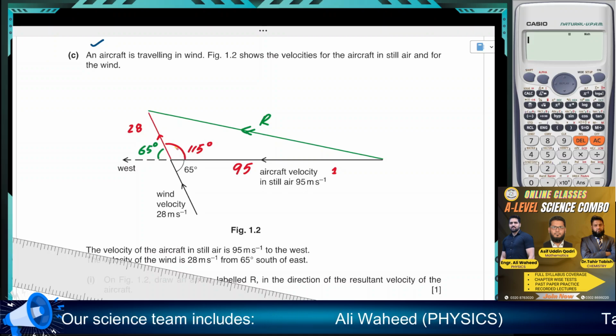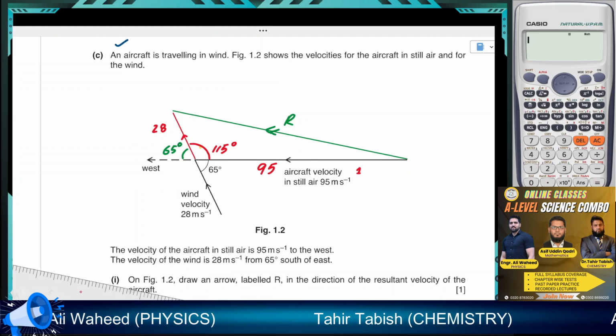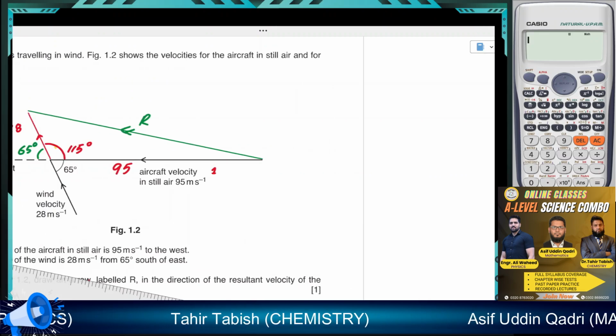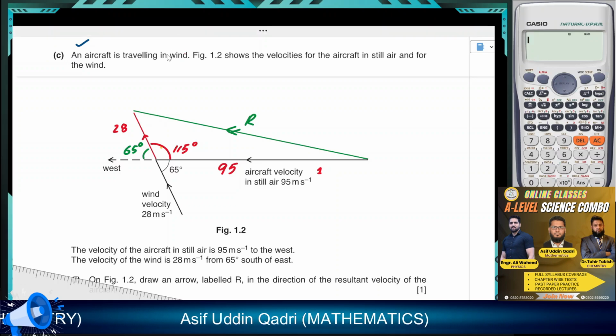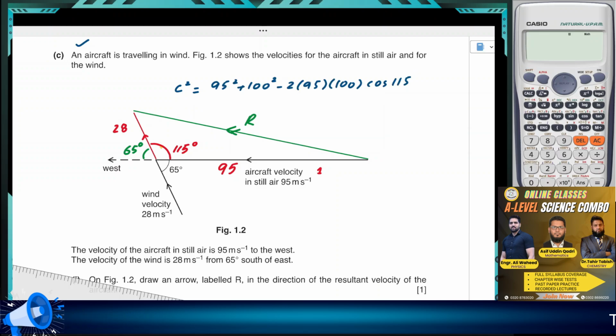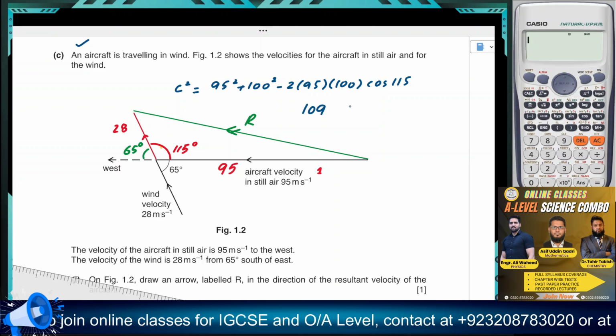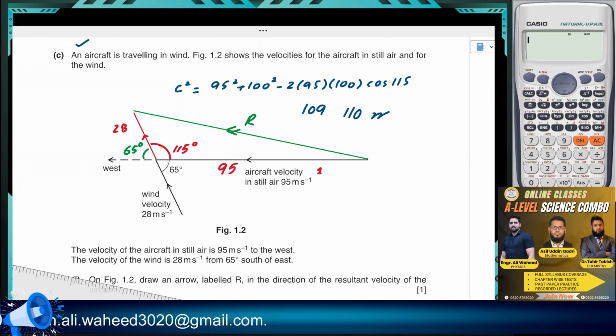So we are provided with two sides, and we are provided with the angle between the two sides. We need to find the side opposite to the angle. What mathematical tool do we use? Law of cosine once again, right? So can you apply law of cosine and give me the answer for this one? Okay, 109. In 2 SF you can write it as 110 meters per second.